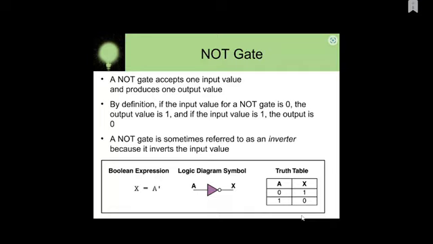This is the truth table of the NOT gate. A is the input, X is the output. It specifies the complementary operation, X equal to A bar. If we input A is 0, the output X equal to A bar means X equal to 1. If input A is 1, X equal to A bar means X equal to 0.